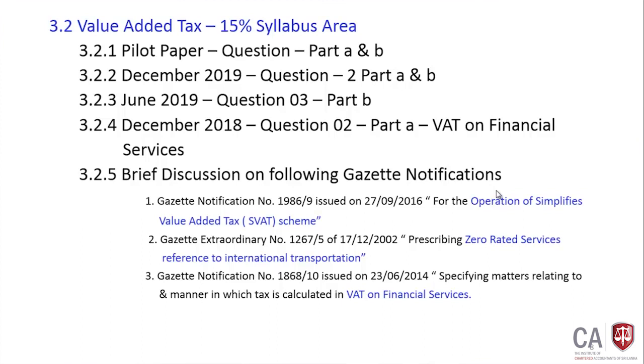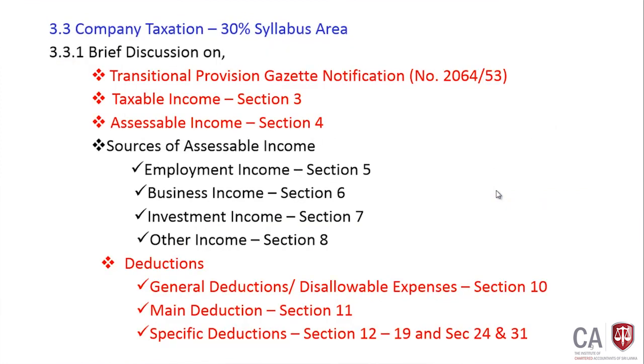Then a brief discussion on the following gazette notifications. In my earlier session on the syllabus structure and paper structure, I discussed these gazette notifications. Then the next 30% is on company taxation. The brief discussion, again on this theory area. Why?